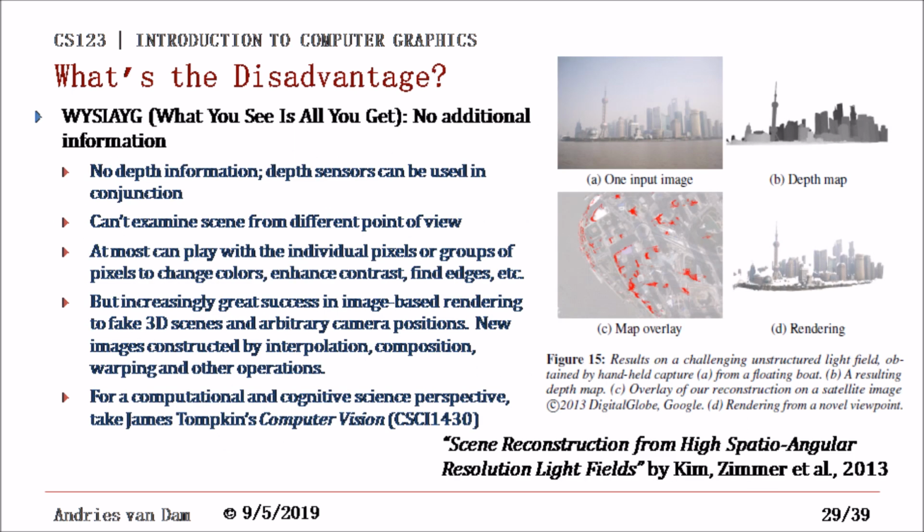There are certain disadvantages with regard to sample modeling. Number 1, no depth information. Depth sensors can be used in conjunction. Number 2, can't examine the scene from a different point of view. Number 3, at most you can play with individual pixels or groups of pixels to change color, enhance contrast, find edges, etc. This technique also helps to generate fake 3D scenes and arbitrary camera positions, with new images constructed by interpolation, composition, warping, and other operations.